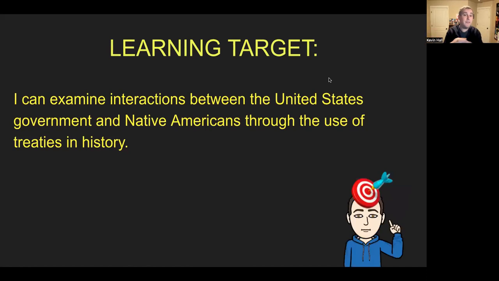And so there we have examined those interactions between the United States government and Native Americans through the use of treaties in history. Something for us to think about as we consider moving forward as a nation and doing better in our interactions with each other.